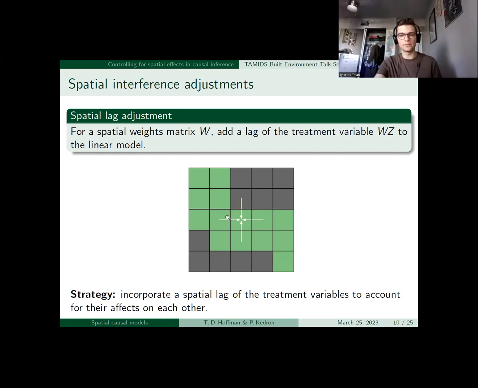So this is an image here. If we think that these green squares are Z equals 1, and they have a treatment, and these black squares are Z equals 0, they don't have a treatment, then this sort of adjustment here describes a spatial weights matrix that weights each of the neighbors by 1/4 and incorporates these 4 neighbors, rook neighbors, into the averaging. So the averaged WZ variable here would be 3/4: 1/4 plus 1/4 plus 1/4 plus 0/4. So we incorporate a spatial lag of the treatment variables to account for their effects on each other.